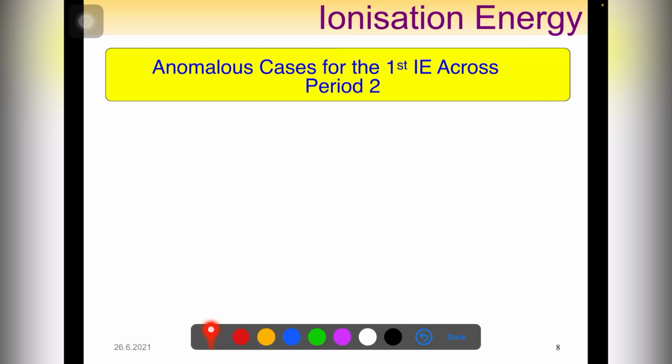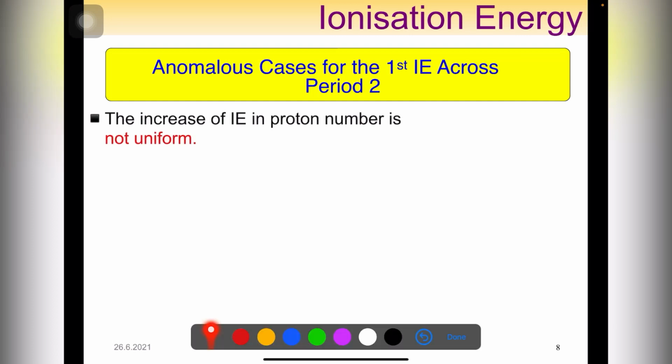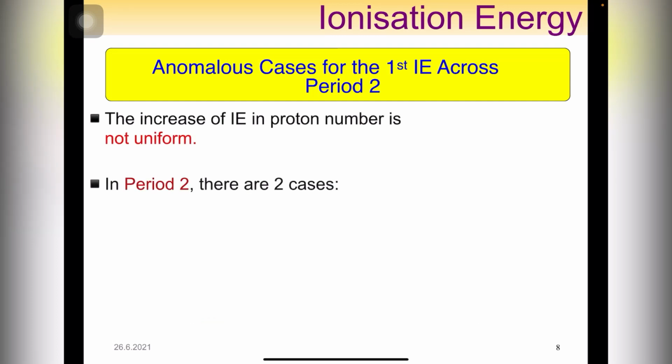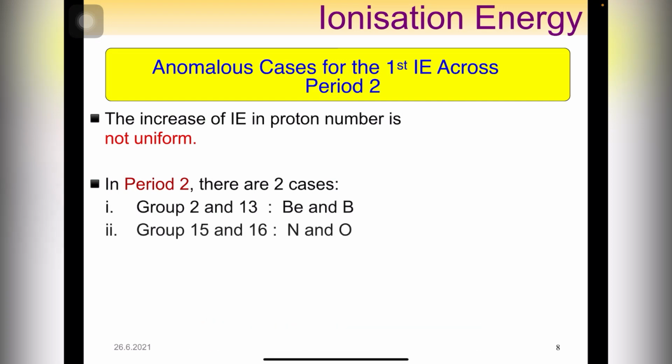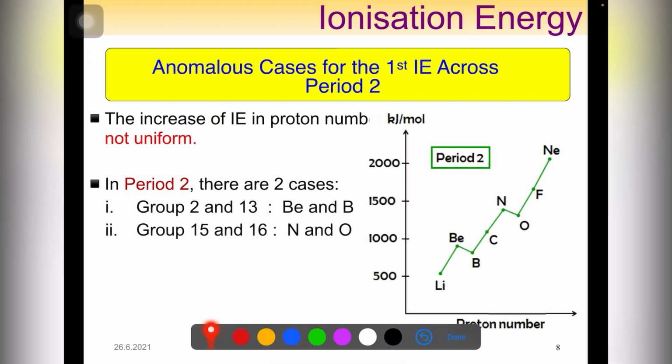Let's see the anomalous cases for the first ionization energy across period 2. The increase of the ionization energy with proton number is not uniform. In period 2, there are 2 cases: between group 2 and group 13, beryllium and boron, and between group 15 and 16, which is nitrogen and oxygen.